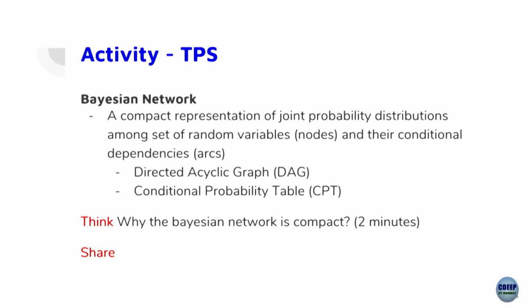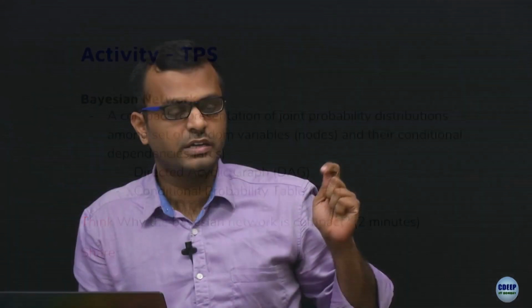Why is the Bayesian network compact? Take 2 minutes, individual activity, okay. Why do you think the word compact came in? Do you understand all the other words, by the way? I hope I made sure all the other words were covered in the topic, right? Okay, why is the Bayesian network a compact representation? Why not some other network?